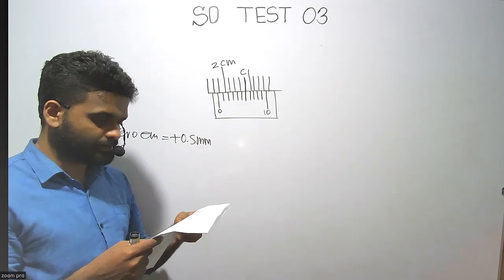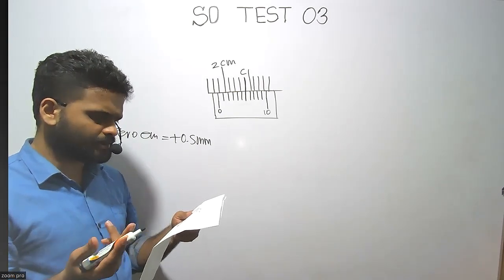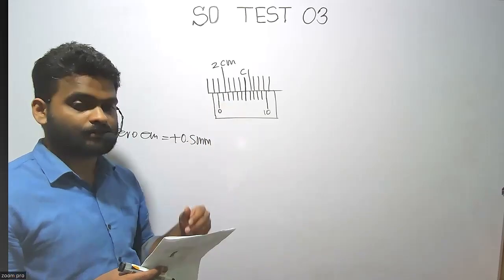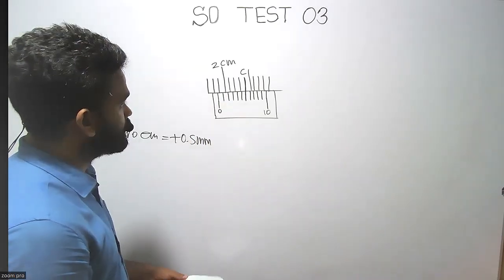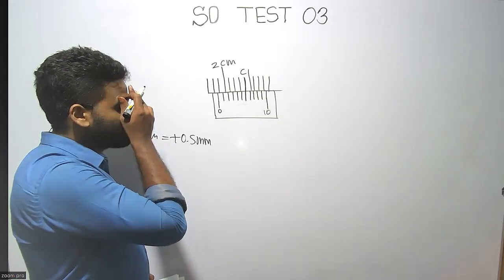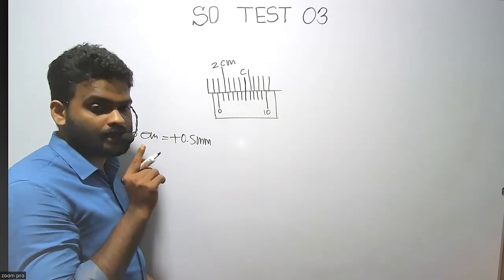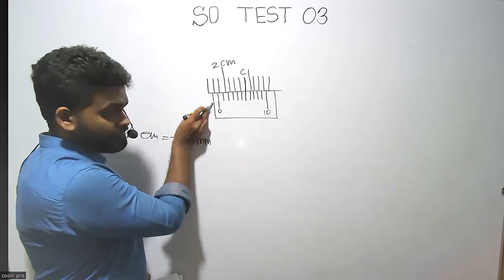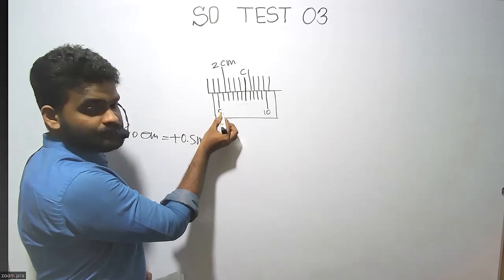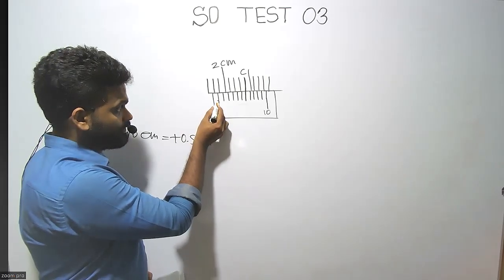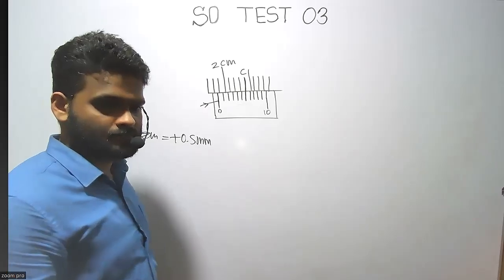So how do you find the reading? What they ask is the measurement of the vernier caliper, so that is the correct reading here. What is the first step? You need to figure out the zero mark correctly. This is not the zero edge. The zero mark is this one, clearly drawn here. So you are doing everything with respect to this division.